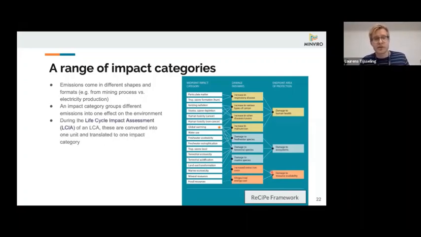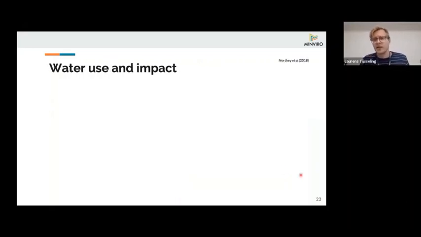During the life cycle impact assessment, all your different unit factors are converted into one unit and translated into one impact category, which are the ones that we see here on the left. So let's dive a bit deeper into water use and impact.